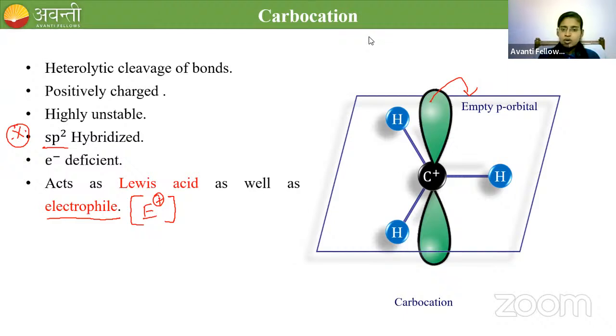It is also trigonal planar in geometry. Like the carbon free radical, which we have discussed, carbocation is also trigonal planar in geometry, because the hybridization is the same as that of the free radical, right? sp2 hybridization means the geometry will be trigonal planar. Clear? So guys, are you able to understand the carbocation and its related points? Do you have any doubt?